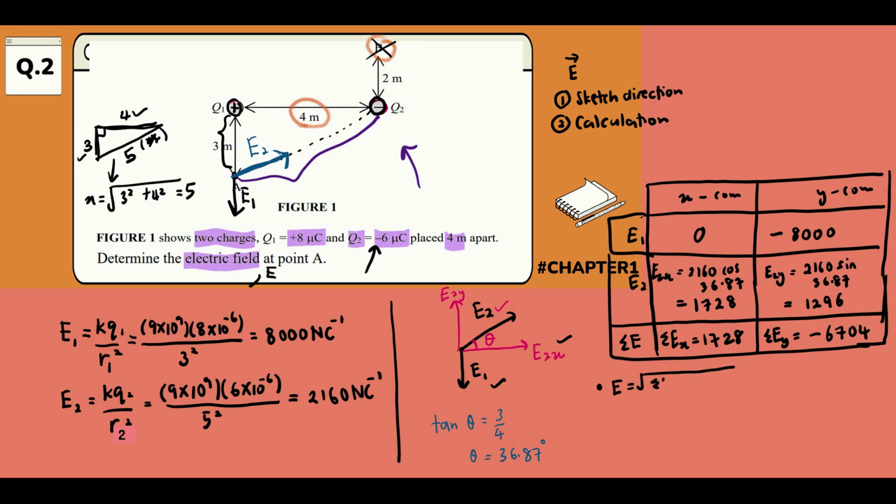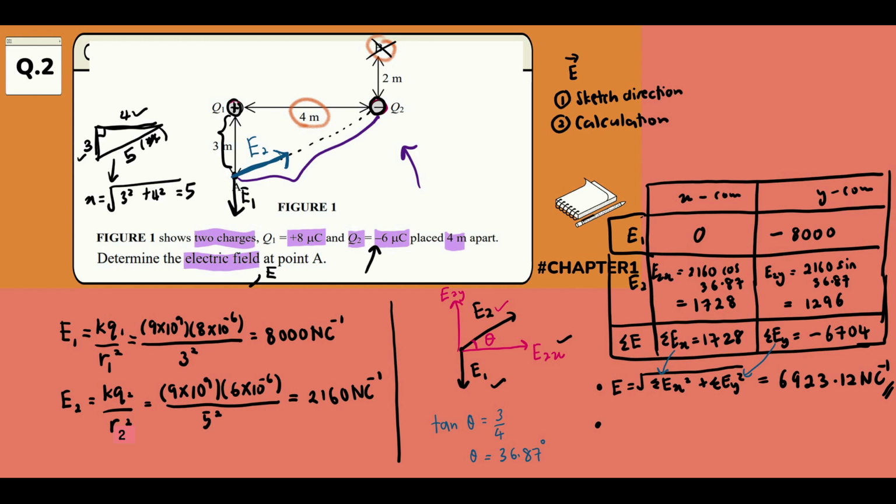To get the total electric field, we use this equation: E total is equal to the square root of the summation of Ex squared plus the summation of Ey squared. Now you substitute the values. This is for Ex and this is for Ey. So you're supposed to get your total electric field as 6923.12 Newton per Coulomb.